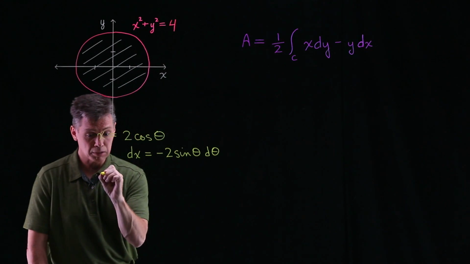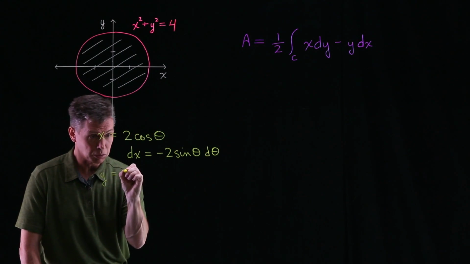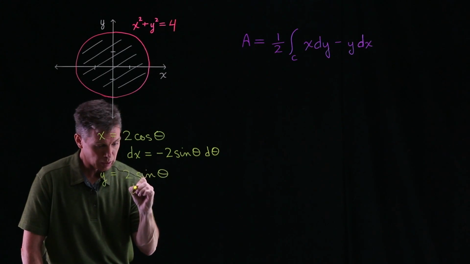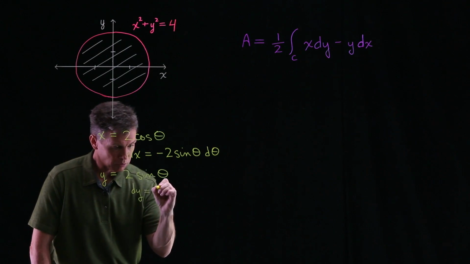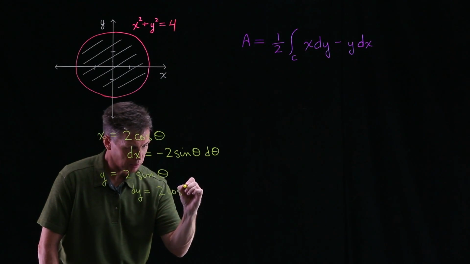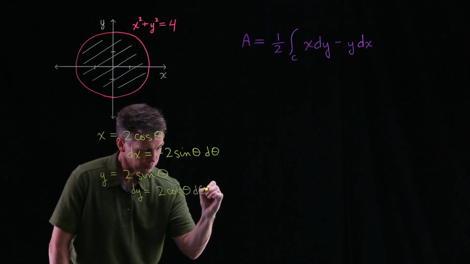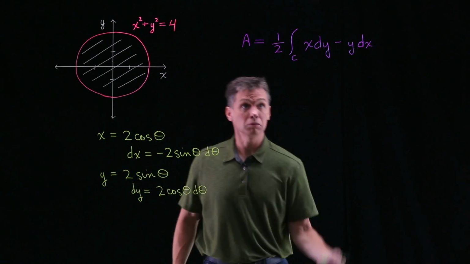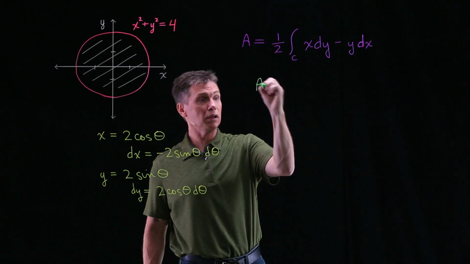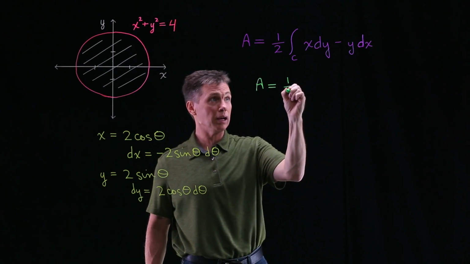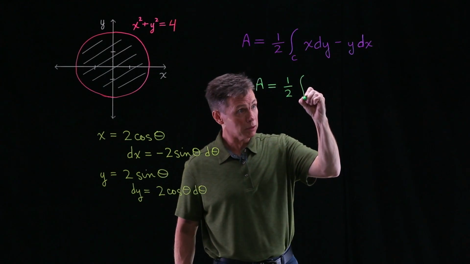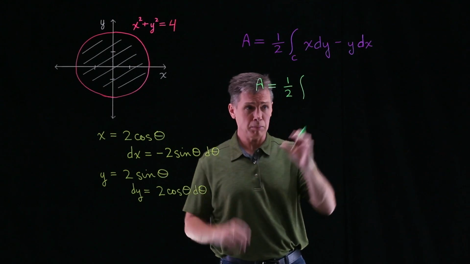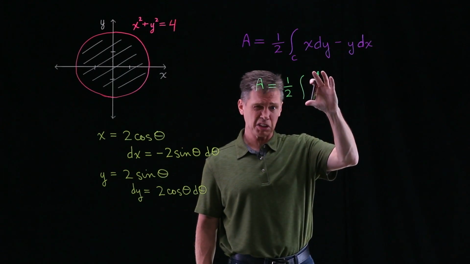And let's do the same thing for y, which is going to equal 2 sine theta, and I'm going to need a dy in a minute, and that's 2 cosine theta d theta. All right, now you've got some pieces of the puzzle to plug into your formula, so we're pretty much ready to calculate this. A equals 1/2 of my integral this time. Well, I'll put it on the back burner there. My limits of integration, of course, you want to address. I'll come back to those.